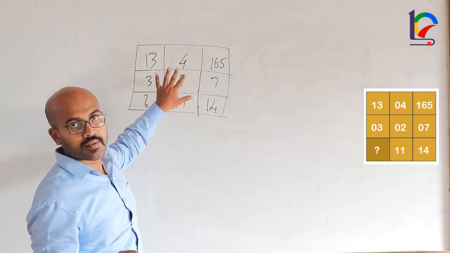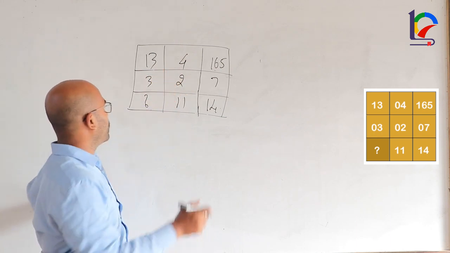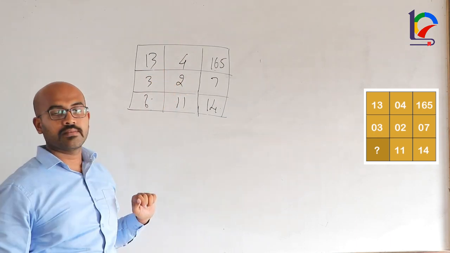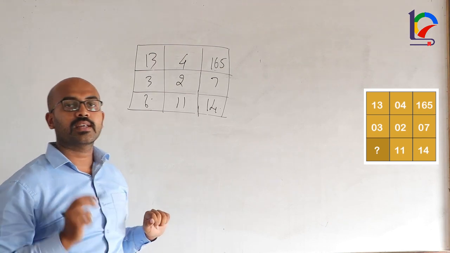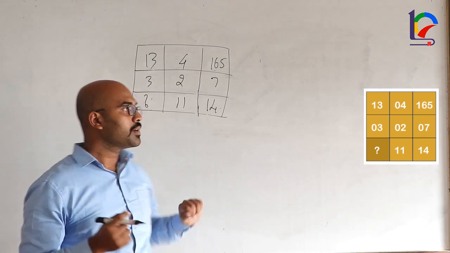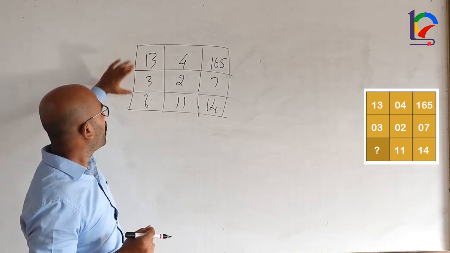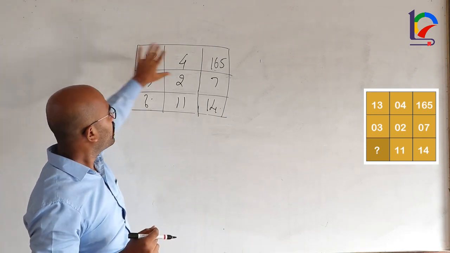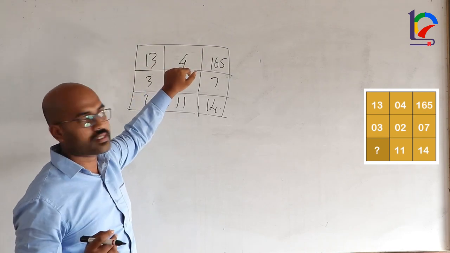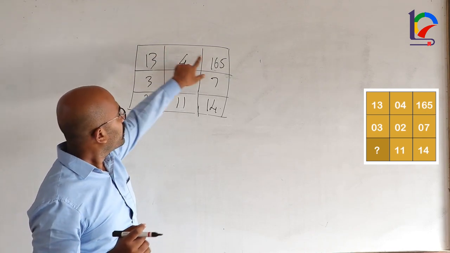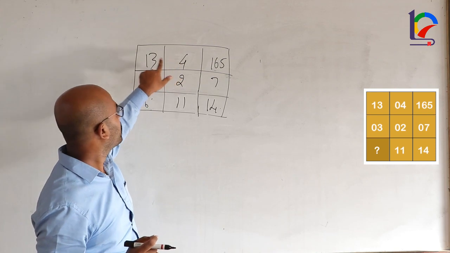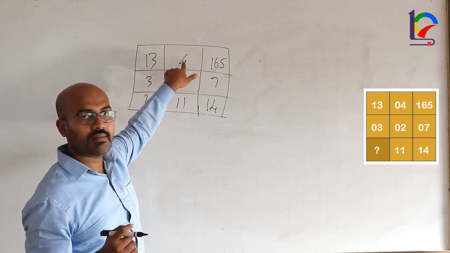So here, same, there are 9 cells and the missing cell is here. So what we saw in the earlier problems was we took the difference. We took the difference of first, second, or second, third. So similarly here also we took the difference. So it was 13 minus 4 or 165 minus 4.